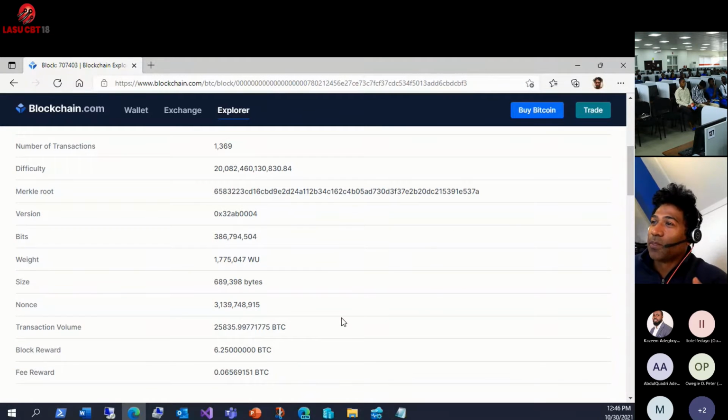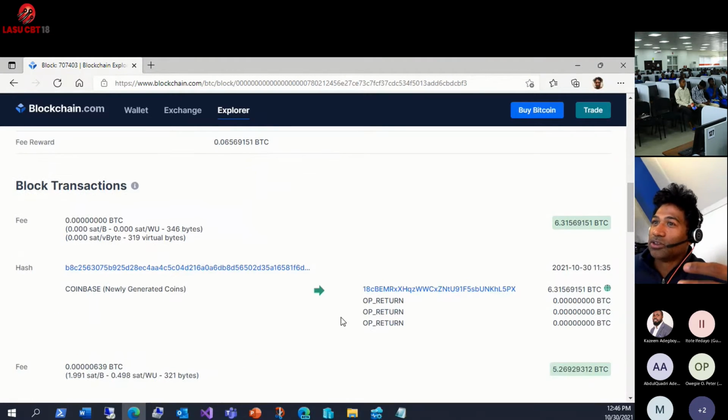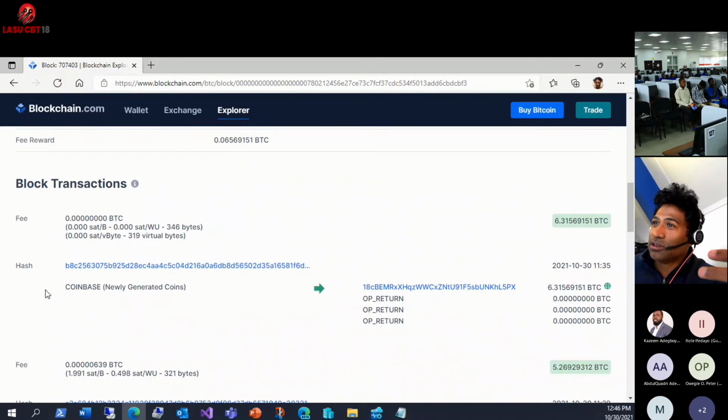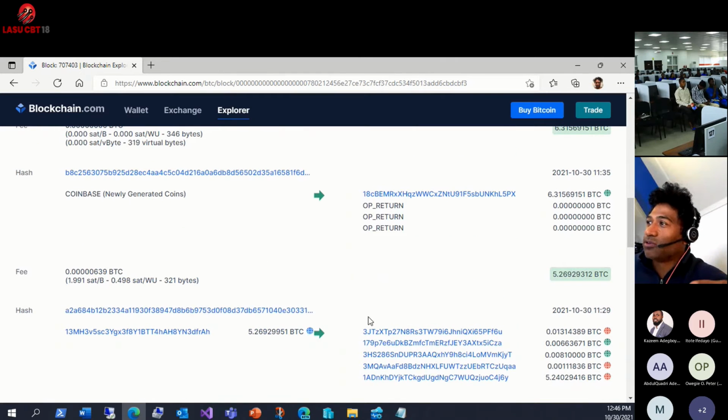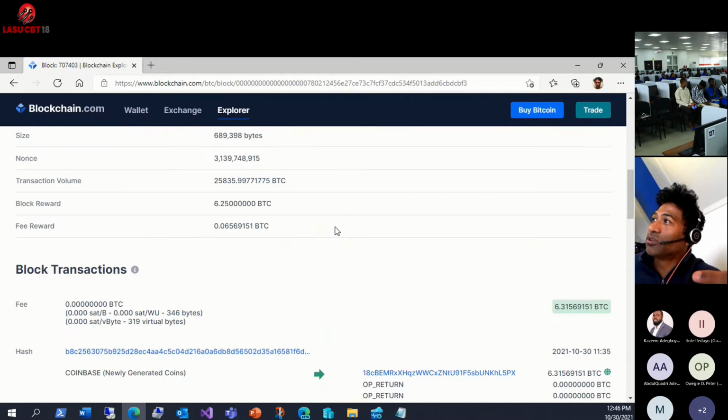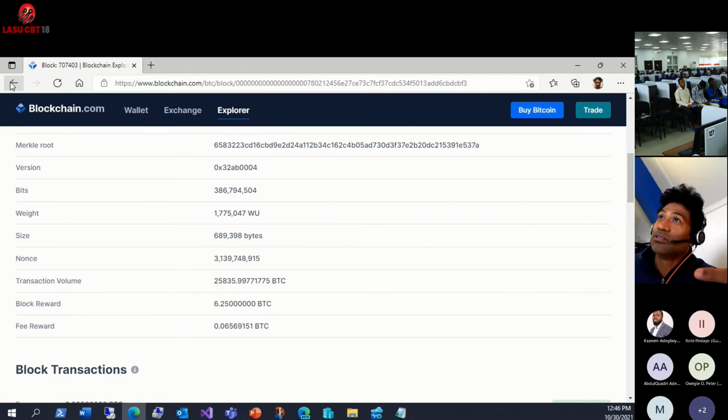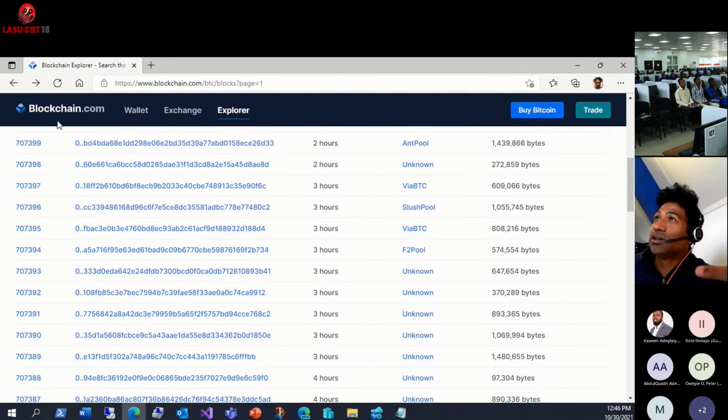So you can see the transaction volume, and you can see the block reward and also the fee for generating that block. Looking at more, you can see the Coinbase that's been returned, 6.3, going towards the miner with a fee and all the information. And we can pretty much see also the transactions that happened in that block.